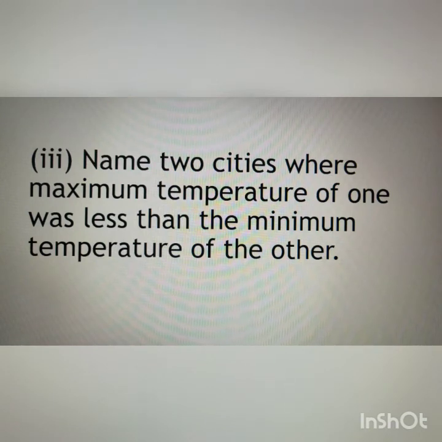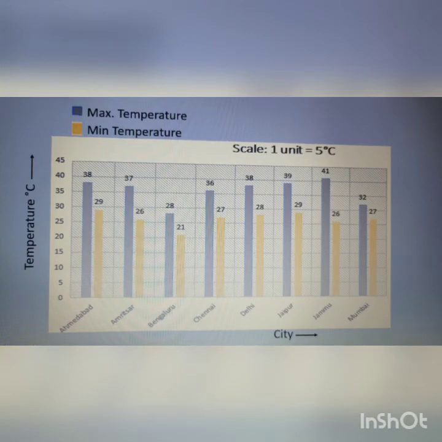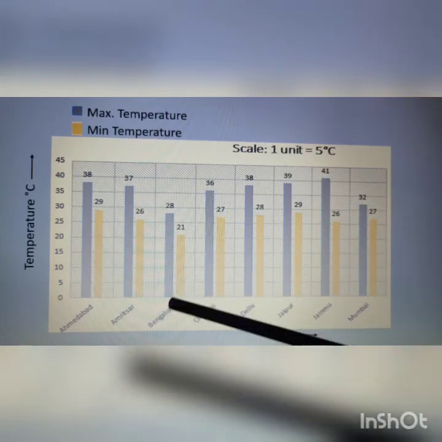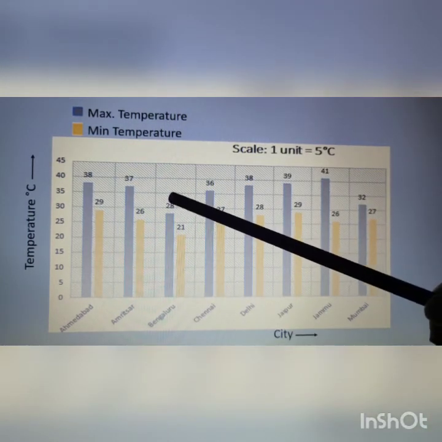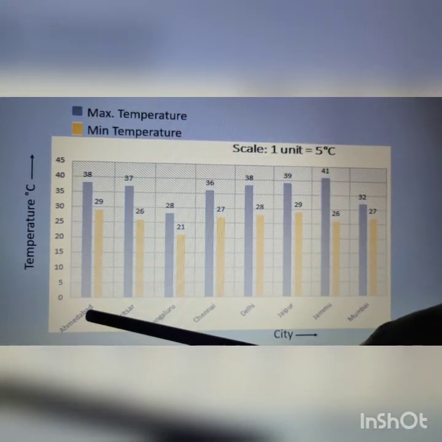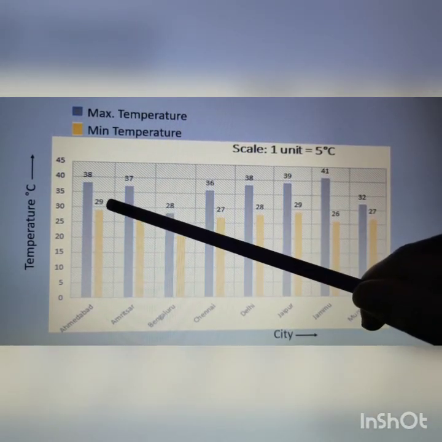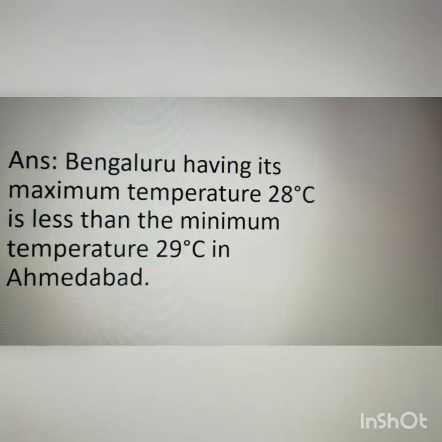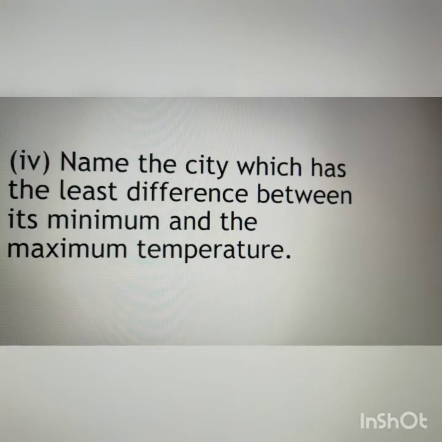Question number 3. Name 2 cities where the maximum temperature of one was less than the minimum temperature of the other. From the graph, it is clear that the maximum temperature of Bengaluru, that is 28 degrees Celsius, is less than the minimum temperature of Ahmedabad, that is 29 degrees Celsius. Therefore, the answer is Bengaluru, having its maximum temperature 28 degrees Celsius, is less than the minimum temperature 29 degrees Celsius in Ahmedabad.